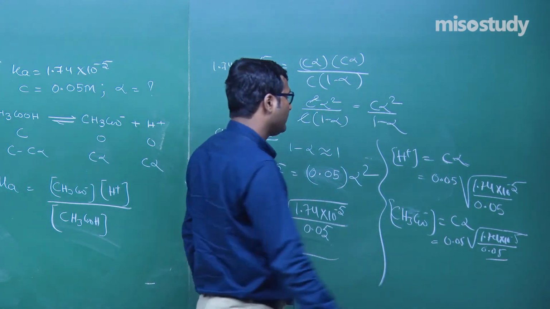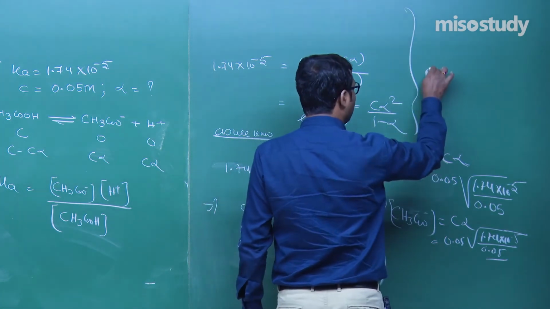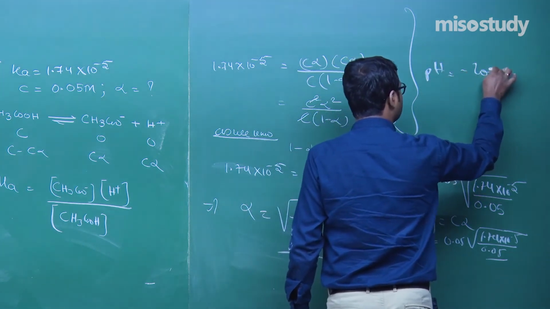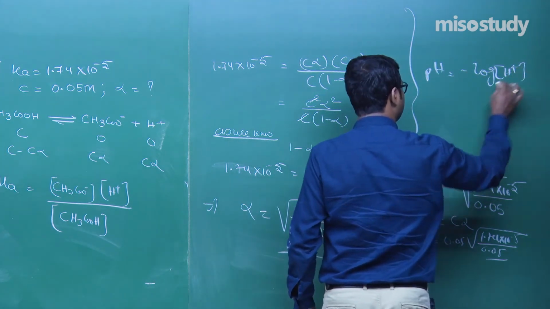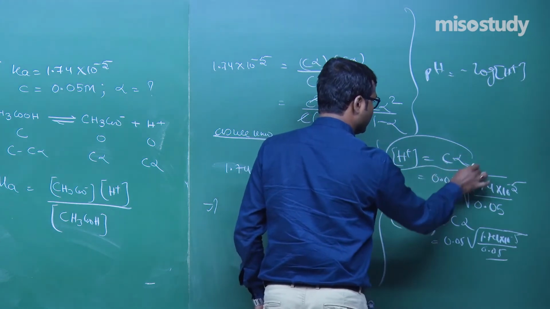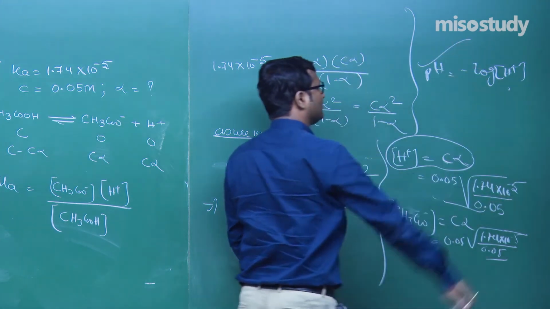Now, next one, if anyone asks you the next part, pH. pH is equal to, we know, minus log H plus ion concentration. Now, this is the H plus ion concentration. Put this value, and you will get the value of pH.